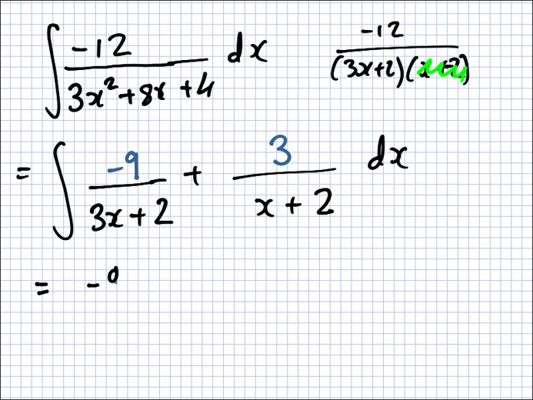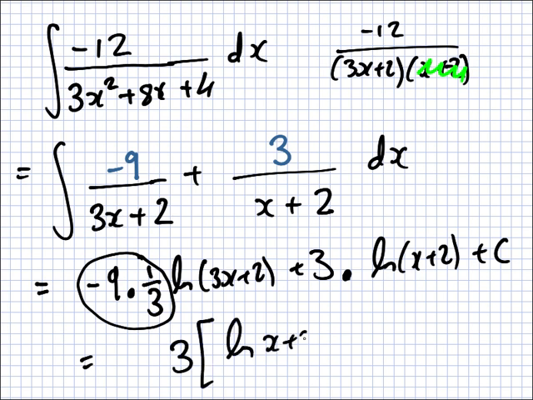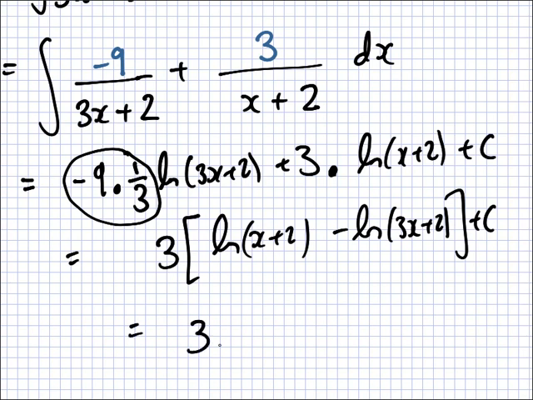This here is minus 9 times 1 over 3 log 3x plus 2, plus 3 times log x plus 2, plus c. So you can change that into, you see this here is going to be 3. So you can change this into 3 log x plus 2 minus log 3x plus 2. So lastly, I can say the answer is 3 log of x plus 2 over 3x plus 2, plus c.